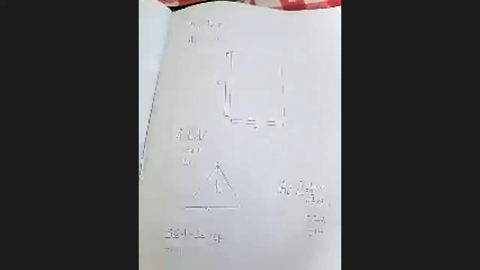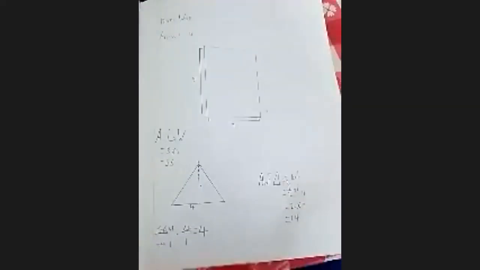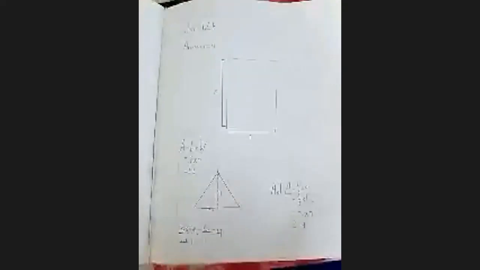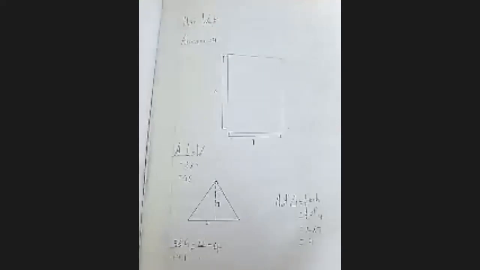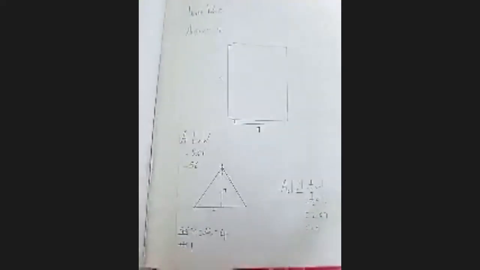So the area of a triangle is, could you tell me, Mr. Nathan? Half base times height. Very good. So you took what you were given, the measurements, and you plugged them in, and you found your area to be 14. Thank you, Mr. Nathan.